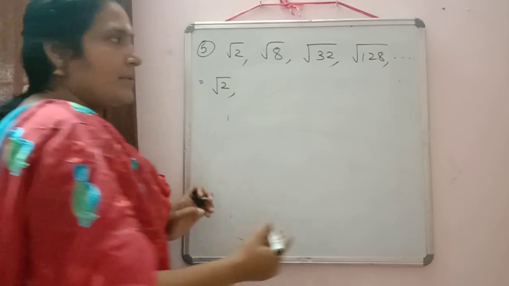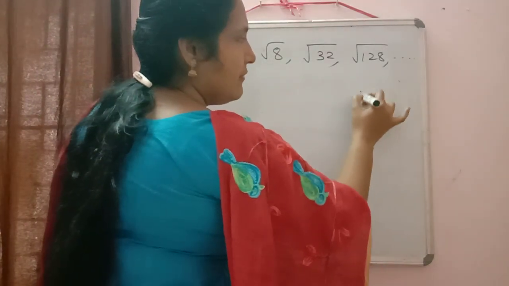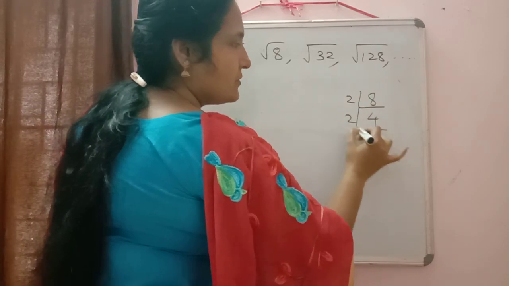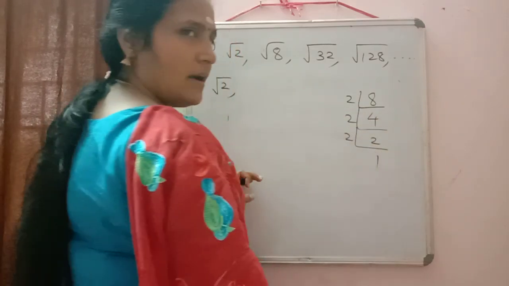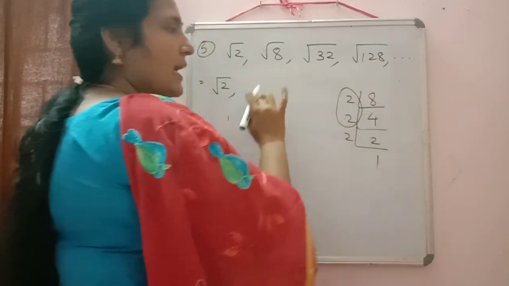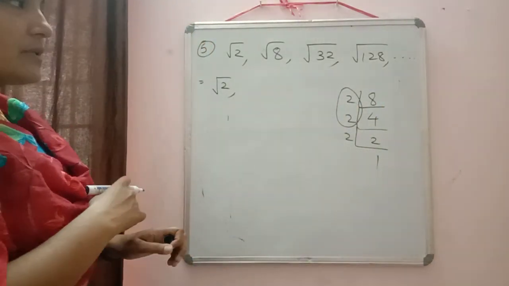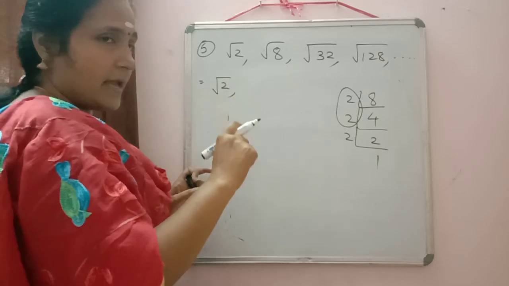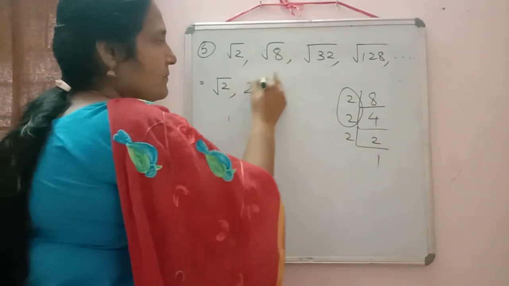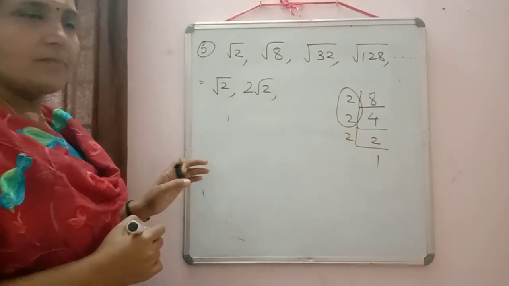Root 8. How are we simplifying it? We are doing the prime factorization of 8. So 2 4s are 8, 2 2s are 4, 2 1s are 2. If the numbers are in pair, we can write down that number outside the root. And instead of the pair, we will write only one number. So that will be equal to 2 root 2.